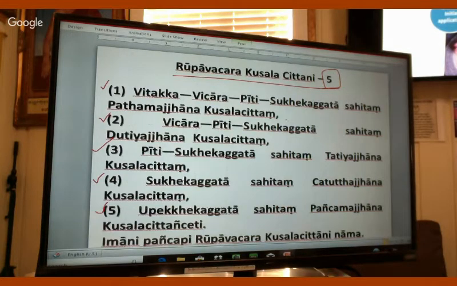So Vitakka, number 1, Vicara, number 2, Piti, number 3, Sukha, number 4, and Ekaggata, number 5. So these 5 jhana factors, sahitam means together, working together in the Pathama jhana kusala citta.